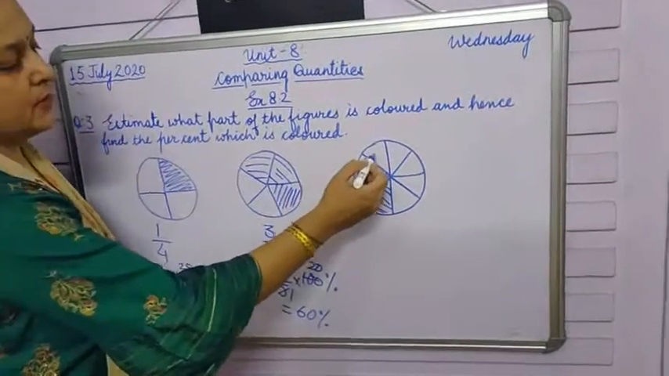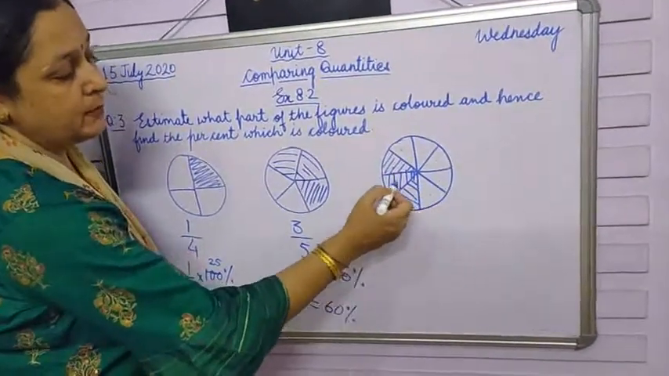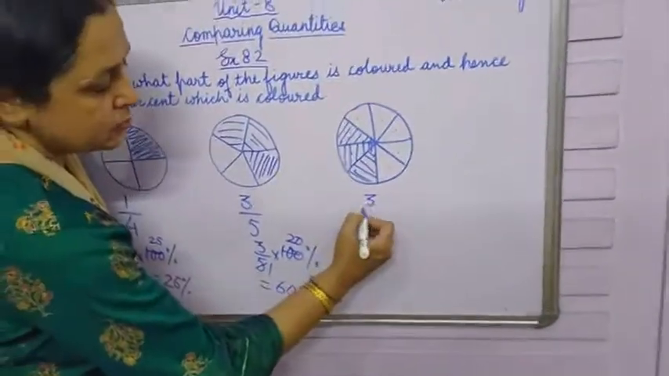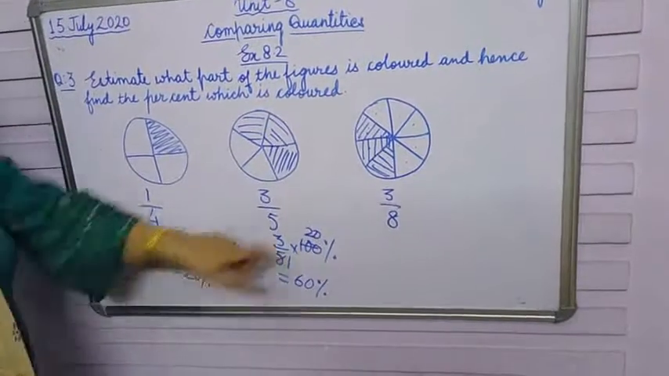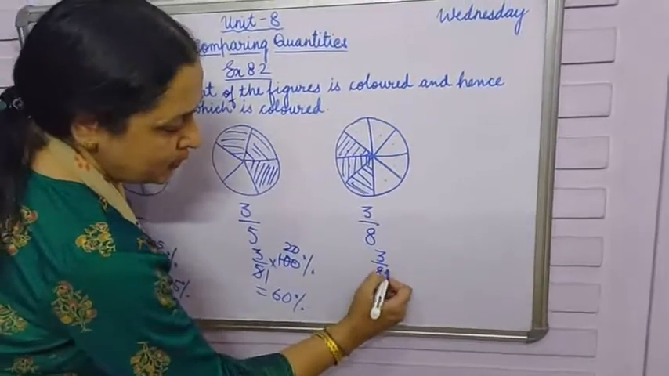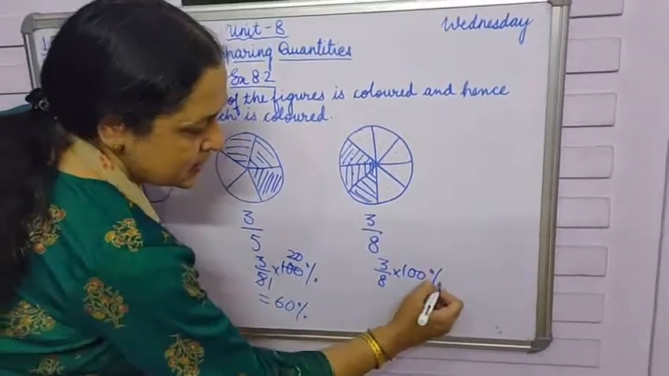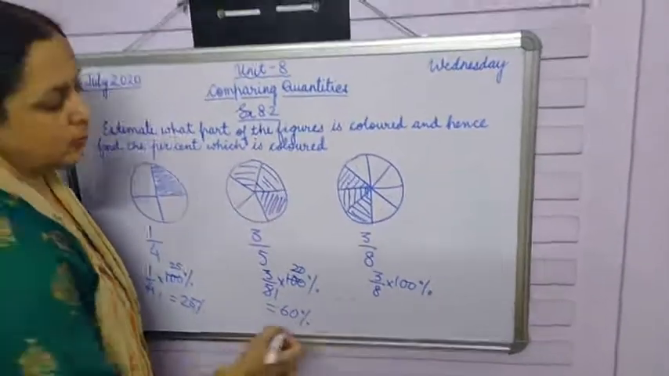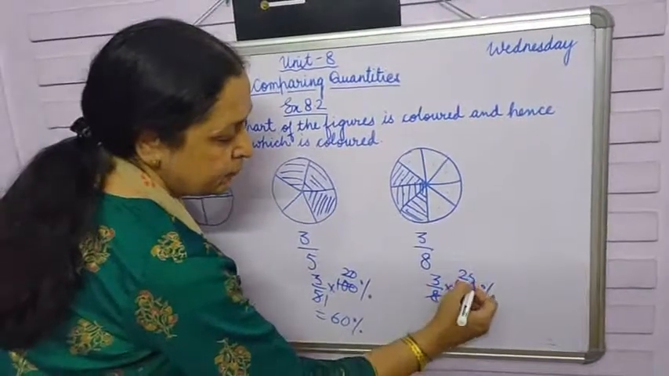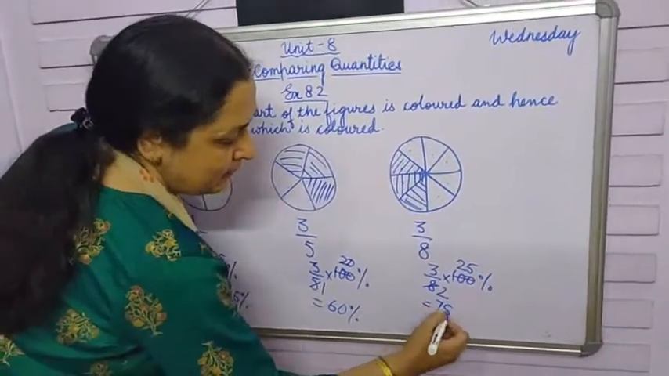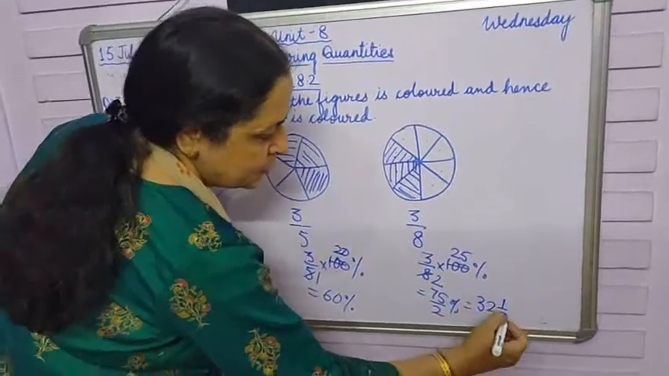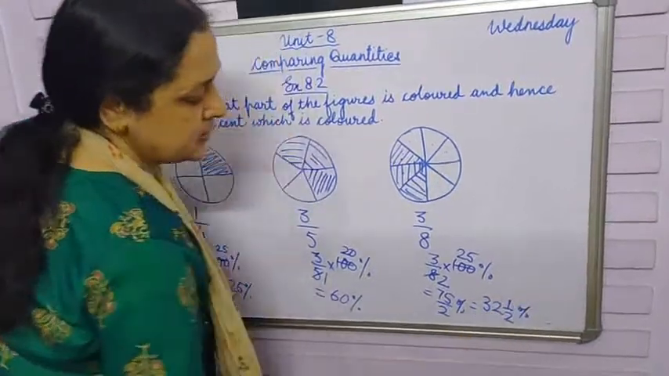Now here this figure has been divided into 8 parts. And out of these 8, 3 are colored. So the fraction is 3 upon 8. That means 3 out of 8. Now if I want to convert it into percentage, it is 3 upon 8 into 100%. Let me divide it by 4. So I get 75 upon 2%. So that means 37 1 by 2%.